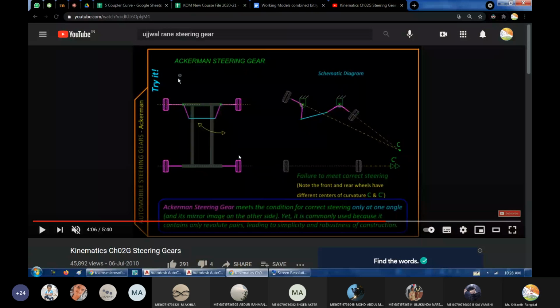Whereas the Davis steering gear mechanism, as I told, has a lot of sliding pairs. Sliding pairs mean there is a lot of friction involved, and also manufacturing becomes a little difficult. Manufacturing, maintenance, replacement, all these steps become a little difficult. So it depends on the company.